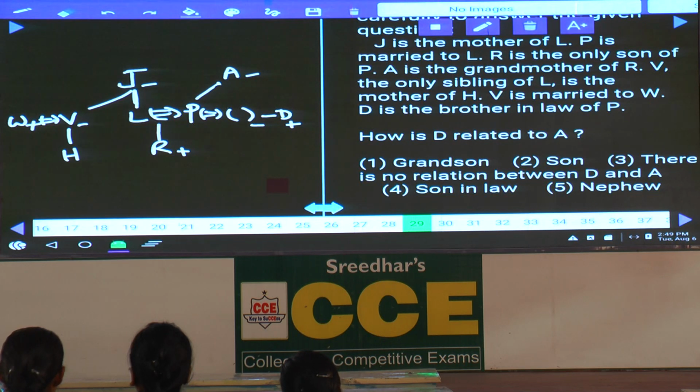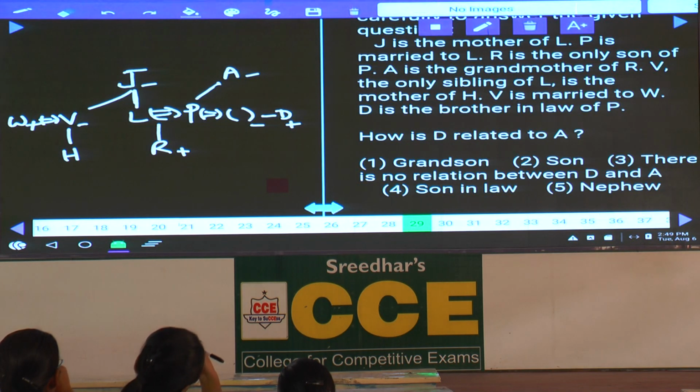J is the mother of L. Next one, P is married to L. And R is the only son of P. A is the grandmother of R. That means P's mother. A is the grandmother of R.